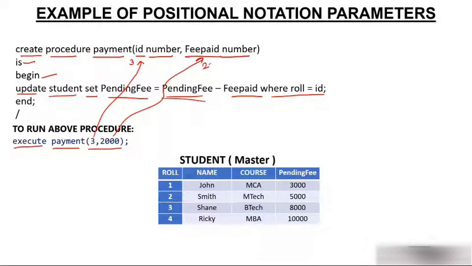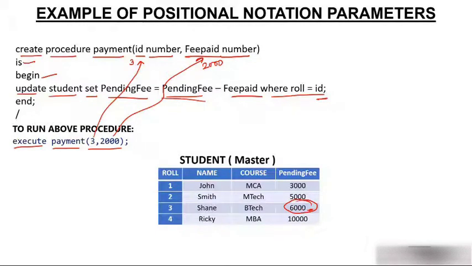Fine. So the moment it executes, it will update student set pending fee equal to pending fee, that is the pending fee of role ID 3, which is 8,000. So pending fee, that is 8,000 minus 2,000, equals what? 6,000. The moment you run this, now you see the answer is 6,000. So the fees have changed after running this procedure.